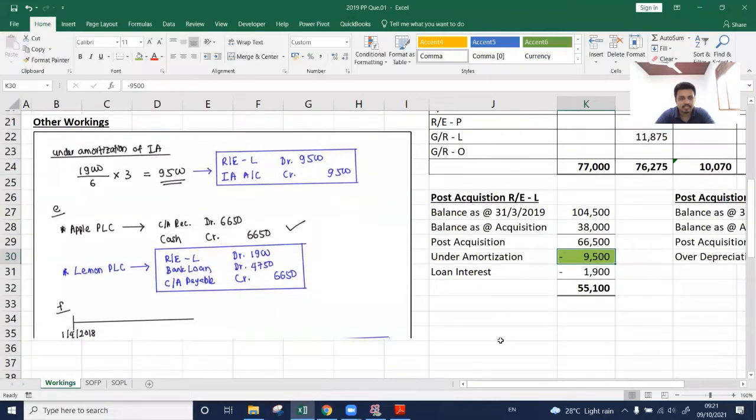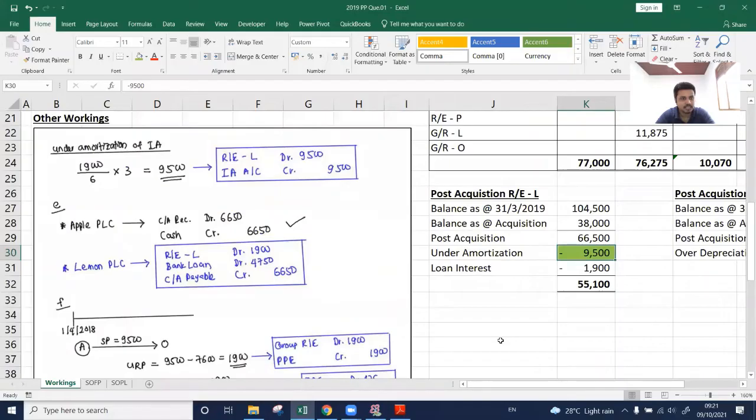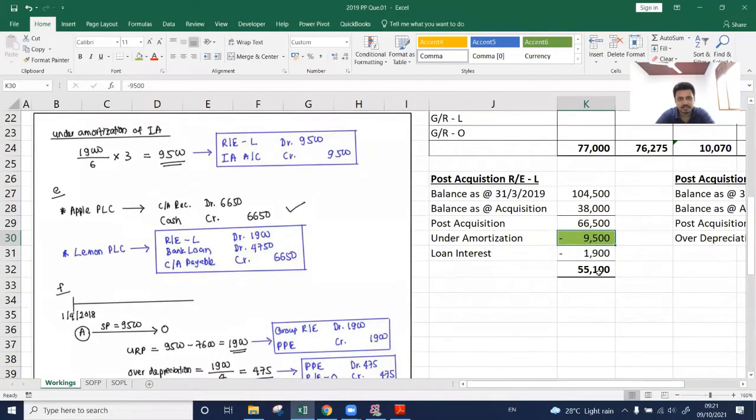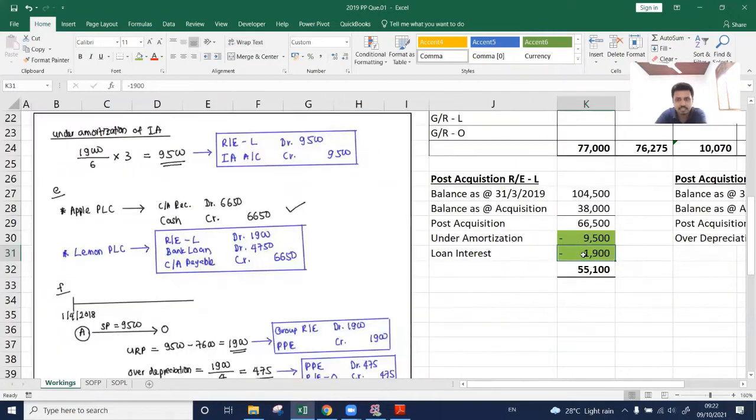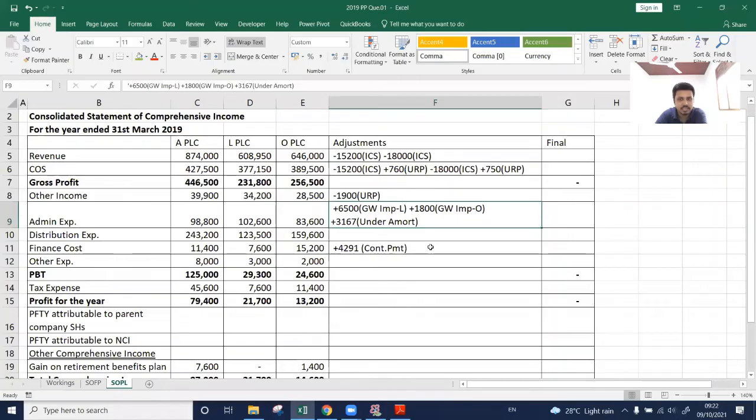Then the loan interest. Loan interest of 1,900. This one. Where we should reflect it. This is an expense. This 1,900 does not reflect in the financial statements, the P&Ls, so we need to identify that. The 1,900 loan interest should come under finance cost. Finance cost. This is loan interest. 1,900 should come under finance cost, loan interest.